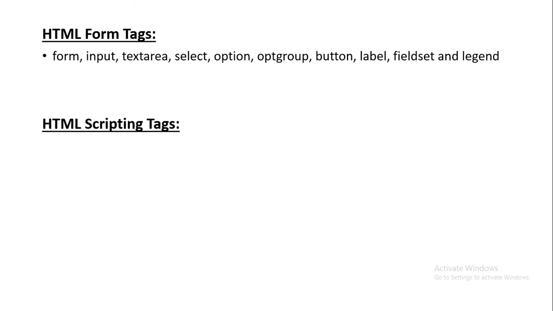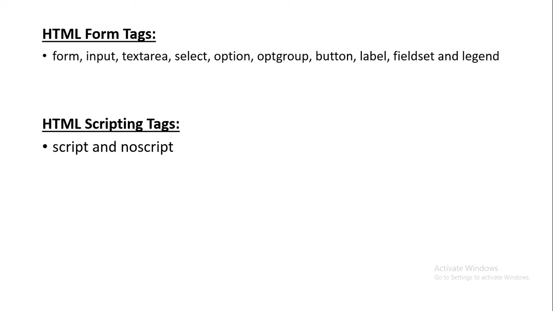The last thing we have is HTML scripting tags. Scripting tags are for when you want to use any scripting language like PHP, Ruby on Rails, JavaScript, or jQuery inside an HTML document. We can use script tags for that. And the noscript tag is for when we don't want any script to run. So we have this much content today.